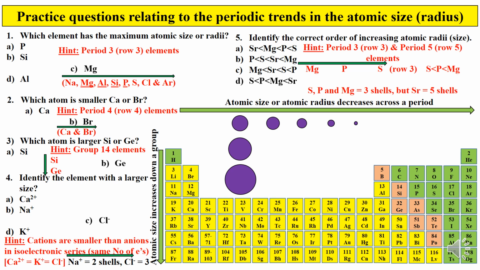And what is left over? Strontium is left over. But strontium belongs to which period? It belongs to period 5. So period 5 elements will have a total of 5 shells. So sulfur, phosphorus and magnesium, these three are period 3 elements with 3 shells, while strontium is a period 5 element with 5 shells. And therefore, obviously, strontium with 5 shells will be bigger in size. The answer will be sulfur less than phosphorus less than magnesium less than strontium. Sulfur will be the smallest and strontium will be the biggest, or the element with bigger size or atomic radii.